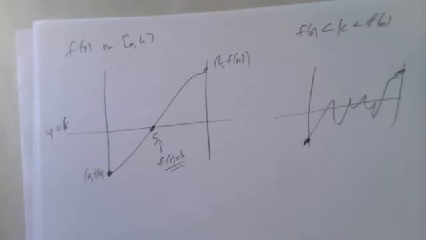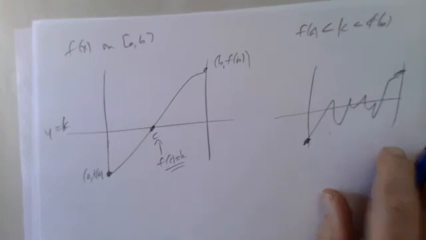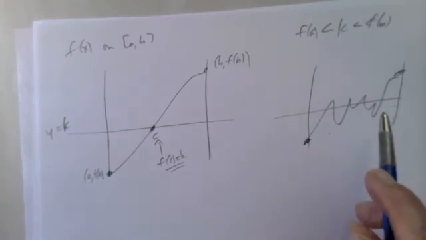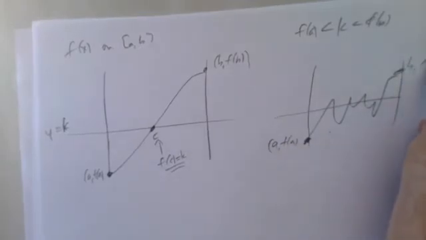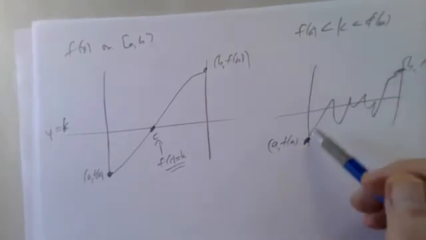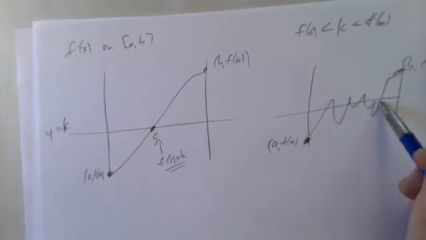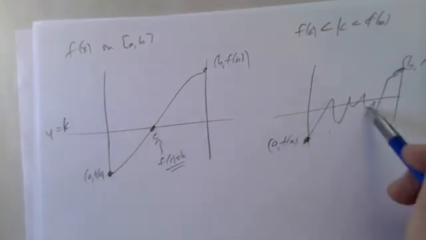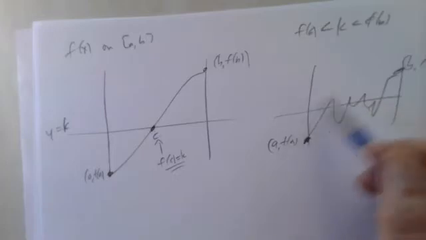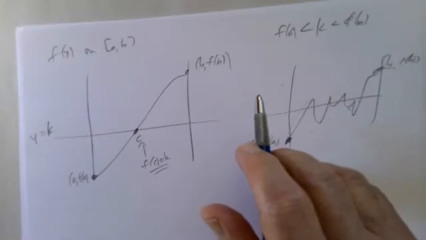This is A, f of A. This is B, f of B. The intermediate value theorem says your graph can't get from here to here without crossing the line. Maybe it crosses just once. It could cross 20 times. That's all. It has to cross the line at least once. But there's nothing that says it can't cross the line twice.